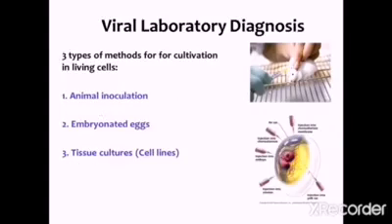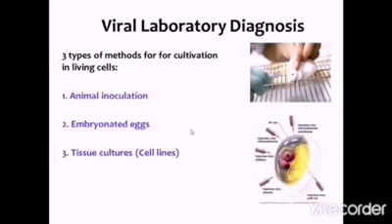Animal inoculation, for example, mice, guinea pigs, monkeys, rabbits, etc. The route of inoculation can be intracerebral, intraperitoneal, intranasal, subcutaneous, etc. The animals are used for primary isolation of viruses which do not grow in embryonated eggs and tissue cultures, to study the immune response, and to study the pathogenesis of viral diseases.